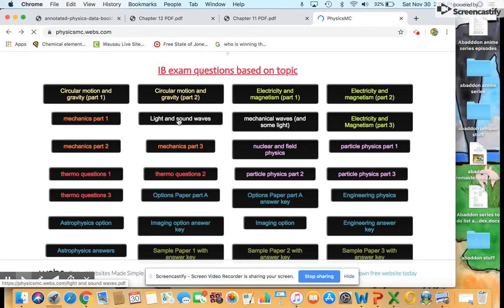Light and sound waves. That's like the entry level optics stuff. Mechanical waves. That's like the simple harmonic motion stuff. Circular motion. Let's just see, magnetism. So it's all color coded too. I have a few more particle physics in here than typical, because in the last few exams they've really emphasized particle physics. So I wanted to give you lots of examples of those.